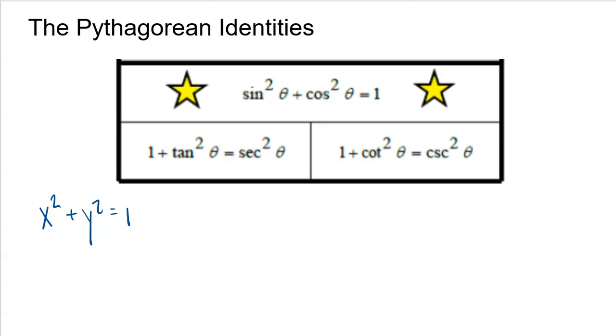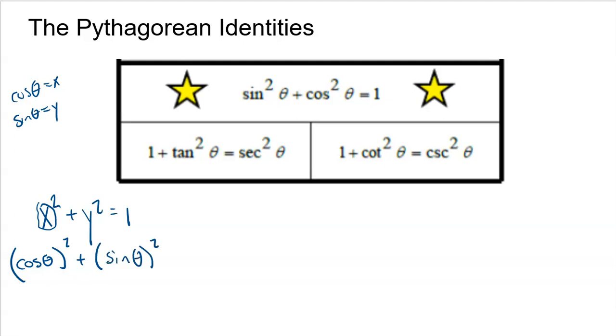But wait a minute. We also defined that cosine of theta equals x. So that's actually using an identity, meaning I could replace this x with a cosine of theta. Now again, the square is still there. I'm only replacing the x. That means the square is still there. Same thing with the y. We know that sine of theta equals y. So I can replace that y with a sine of theta. Don't forget the square. I'm not replacing the square. I'm just replacing the y with sine, equals 1. And I get cosine squared plus sine squared equals 1.